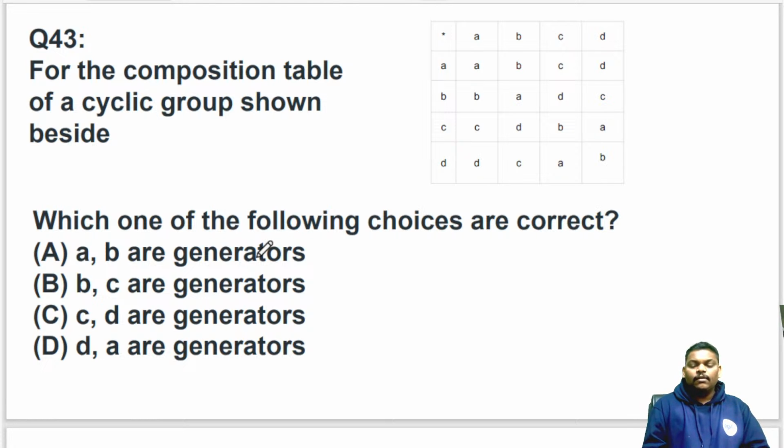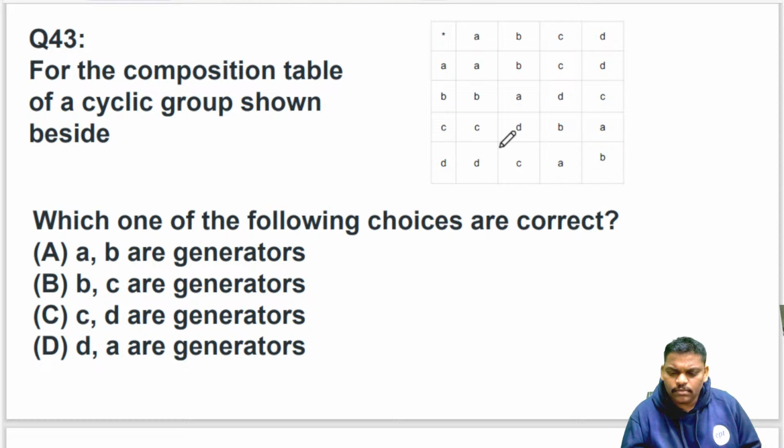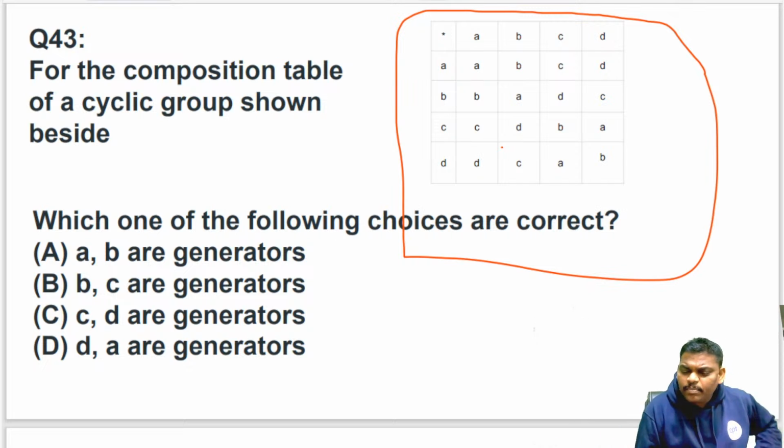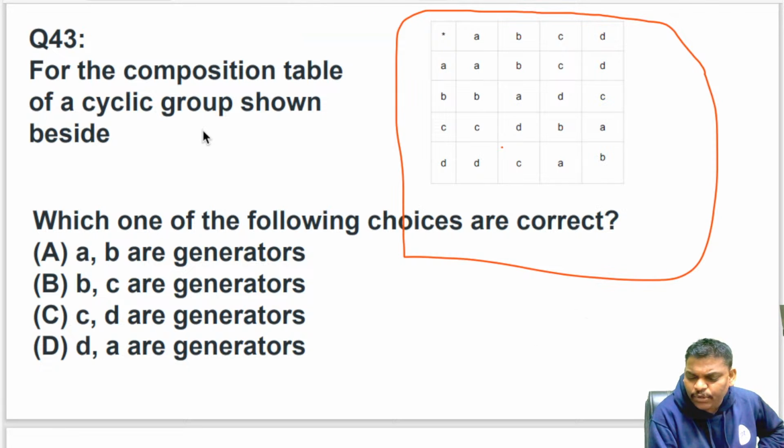Question number 43. For the composition table, there is some table there. Is the table visible? The operator is star. Yes, it's visible, so let's start. Can you help me? This is already given, you need not verify.